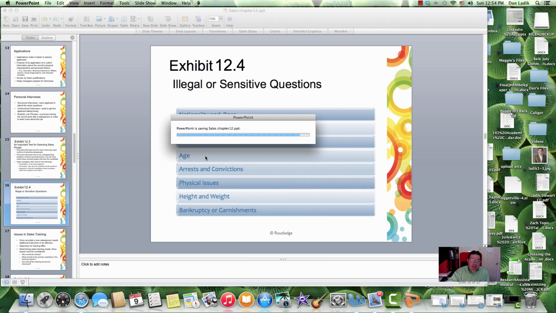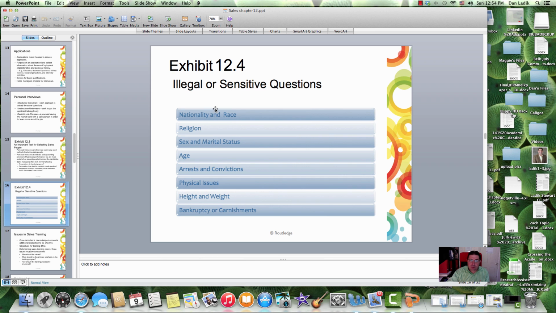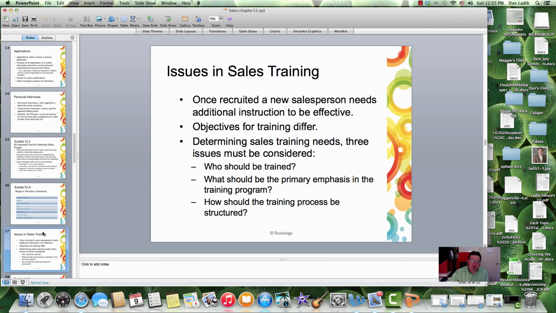So age, there's no reason to go there. There's no reason to go into nationality and race, religion, sex, marital status, arrests, convictions. No. Physical issues, height, weight. Excuse me. These are questions that you should not be going with. There's legal reasons why.